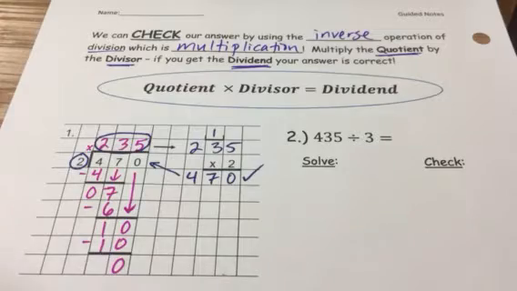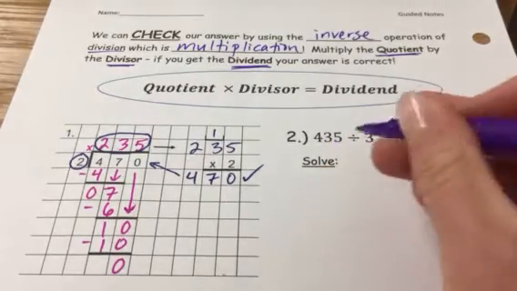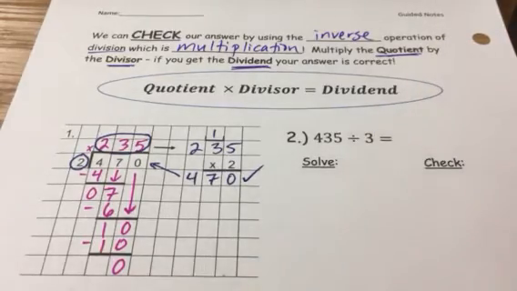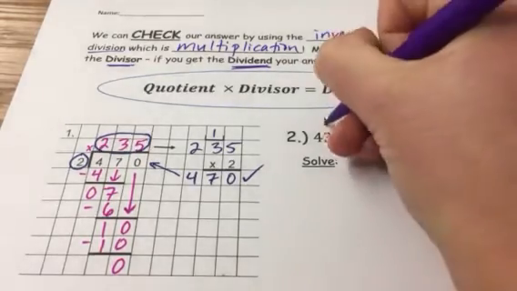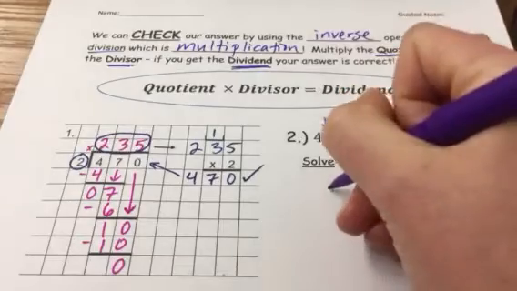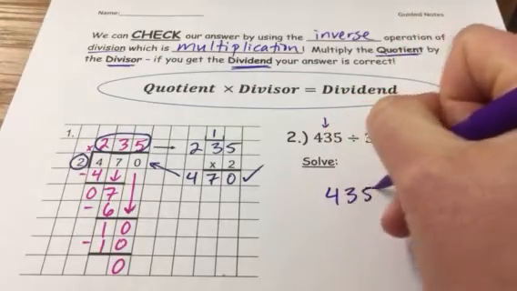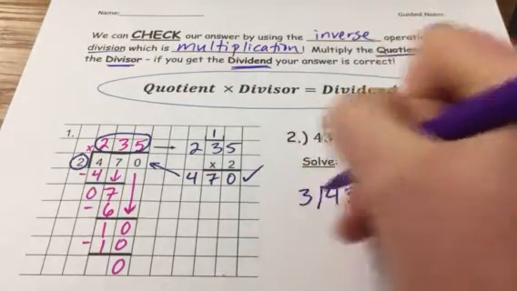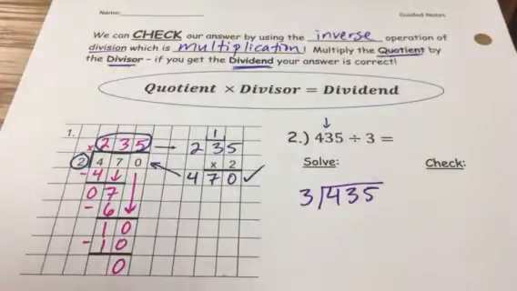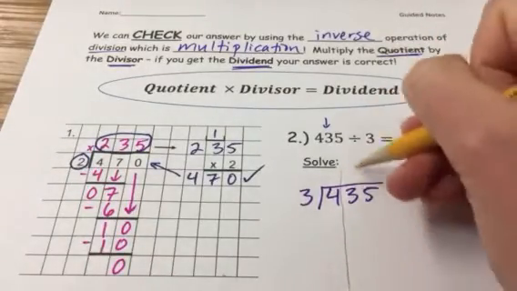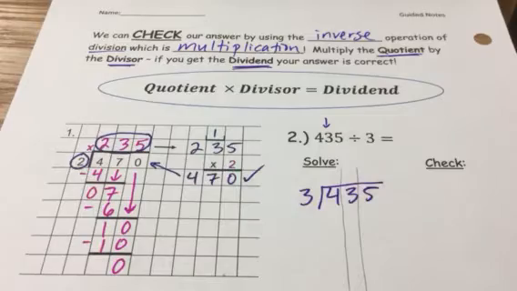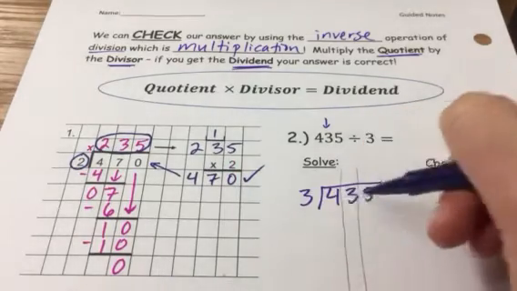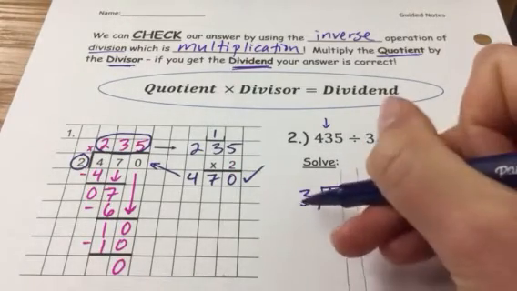Let's do another problem where we have to set the problem up ourselves. 435 divided by 3. Now remember, it's not about the big number going in the doghouse, it's about the first number going in the doghouse. So this is 435 divided by 3. I'm going to go ahead and create columns for myself just so I can stay nice, neat, and organized. So I'm going to start in the largest place.